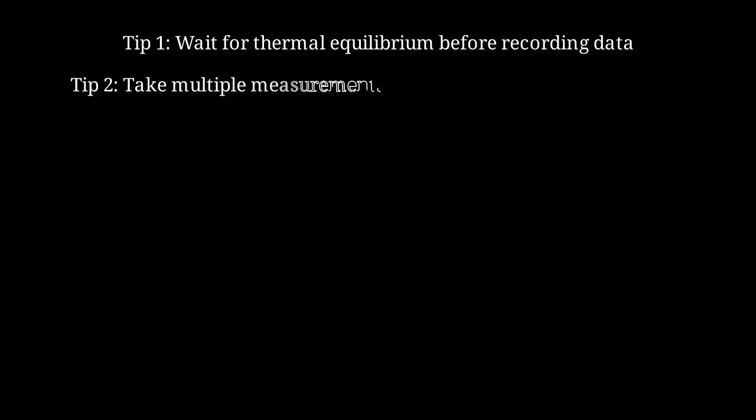Let me give you practical tips for when you do gas law experiments in your own lab. Tip 1. Wait for thermal equilibrium. When you change the temperature, wait several minutes for the gas to fully equilibrate. Rushing leads to bad data. Tip 2. Take multiple measurements at each condition. Measure the volume 3 times and average them. This reduces random error.